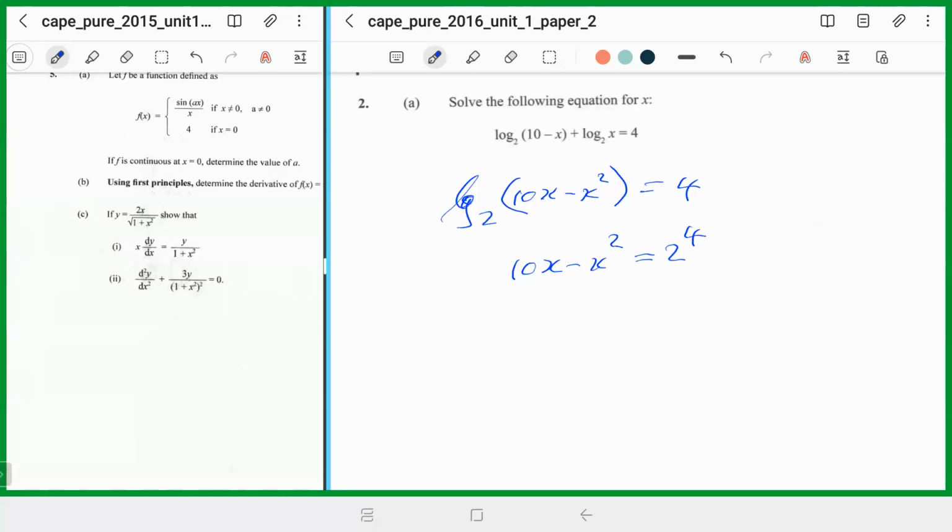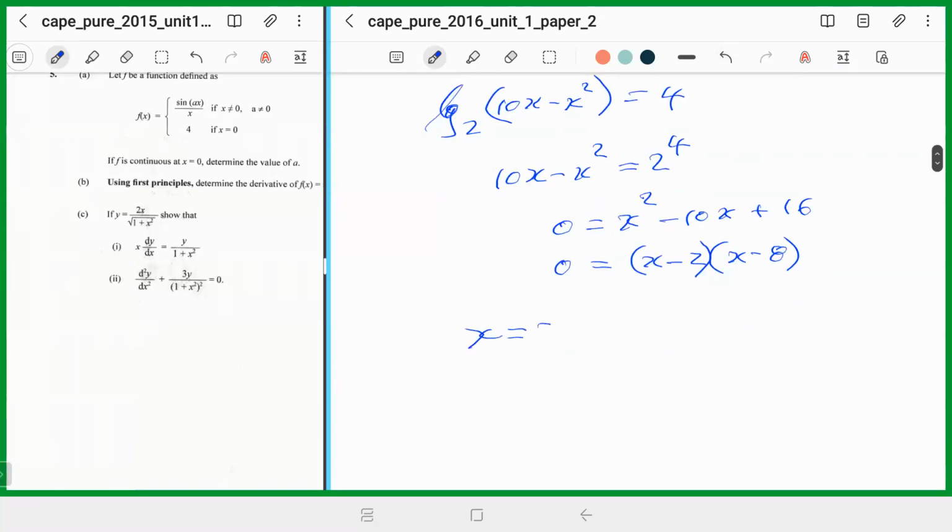It's 16, right? So I'm going to take everything over to the other side because I want my square term to be positive. So 0 equals x squared minus 10x plus 16. Factors of 16 that add to 10 are 8 and 2. So 0 equals (x - 2)(x - 8), signs are the same, both negative. So x equals 2 or x equals 8.